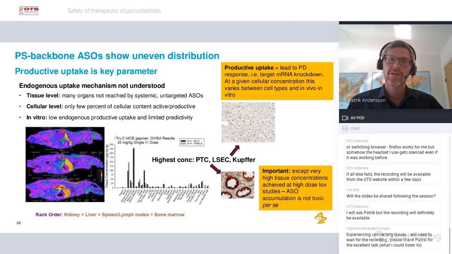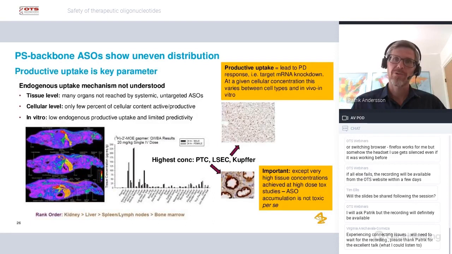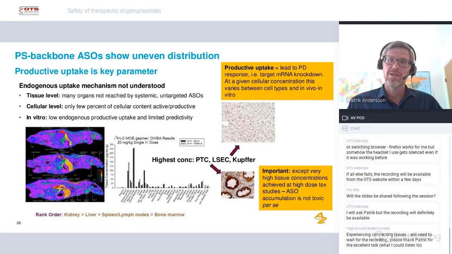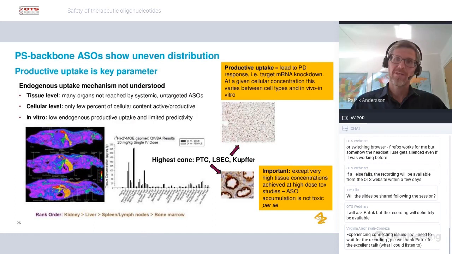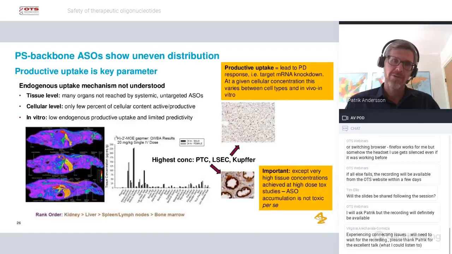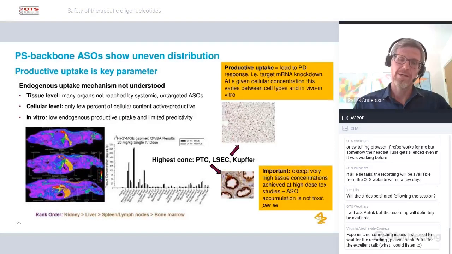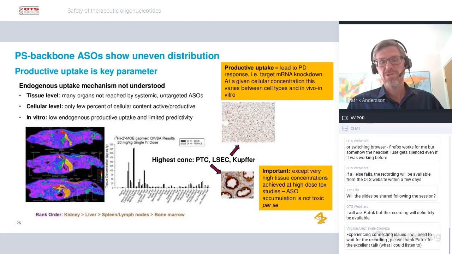It's important here to think about this concept of productive uptake. It is really the uptake of ASO that leads to a pharmacologic effect, in these cases, a target mRNA knockdown. At a given cellular concentration, this can vary quite a bit between cell types, and also between in vivo and in vitro. It's also important to remember that even though we have accumulation in the kidney and in the liver, unless you go up to very, very high doses in your tox studies, this accumulation and higher concentration in these tissues is not toxic per se.